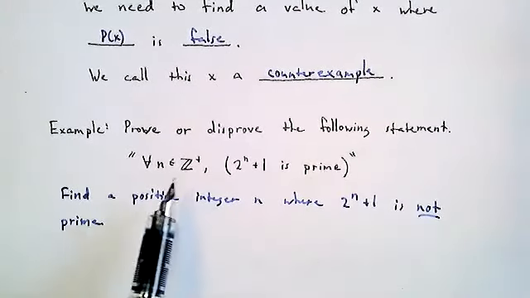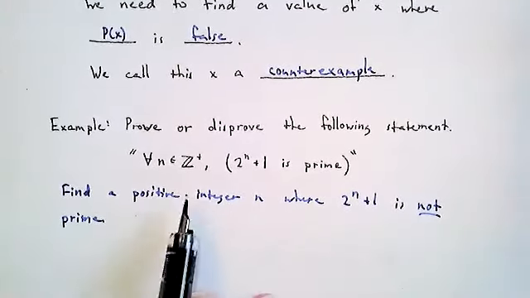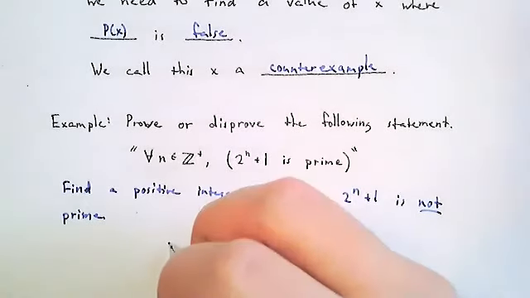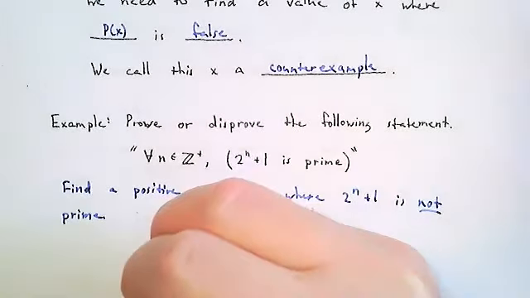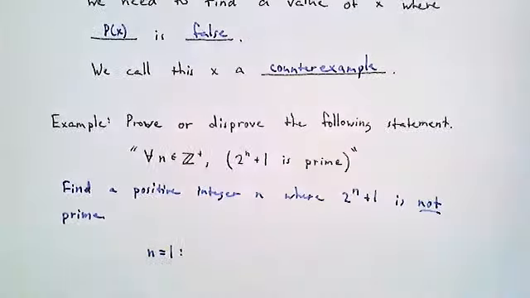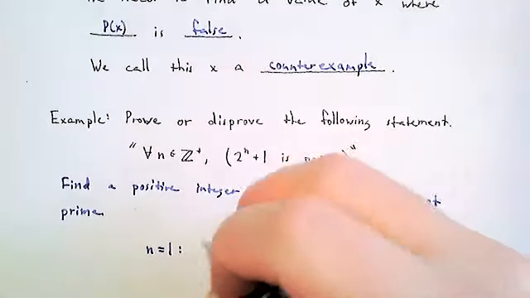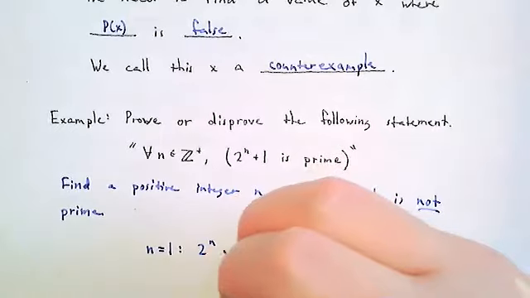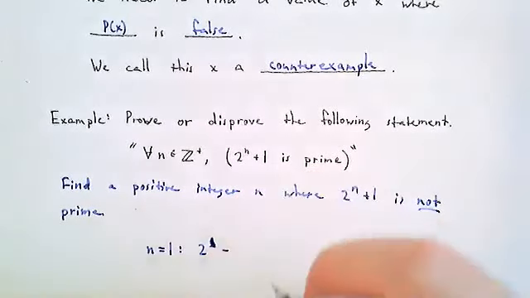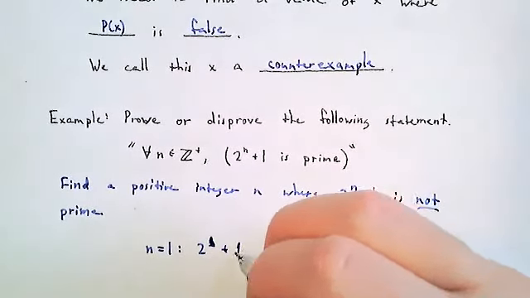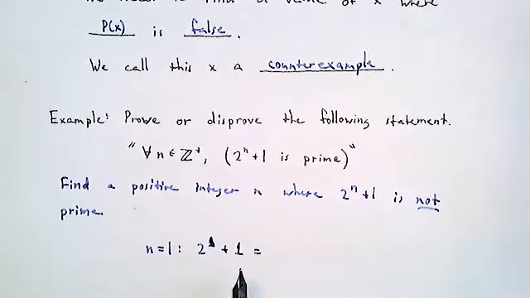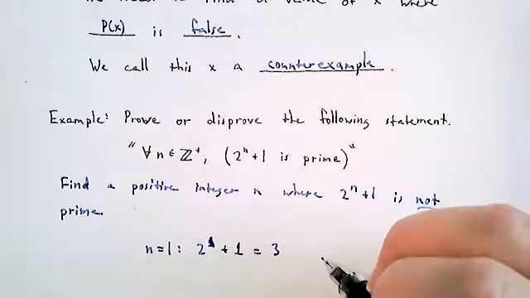So let's just plug in values. Just start at 1 and see what happens. So 2 to the 1 power plus 1. That's 2 plus 1 is 3. That didn't work. 3 is prime.